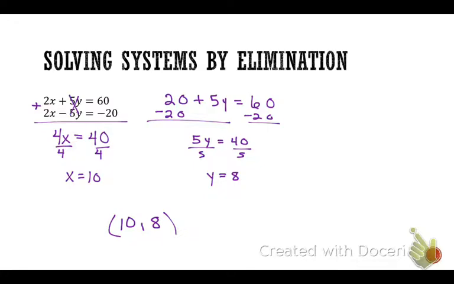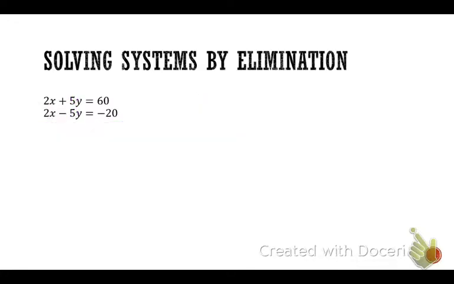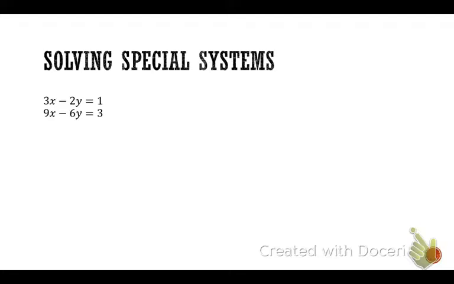Okay, so now let's do the special ones. So the special ones could be one solution. It could be no solution, or it can be infinite solutions. So everything is on the table. You can use any method you want. We may have an answer, we may not. We're not going to know until we start solving.